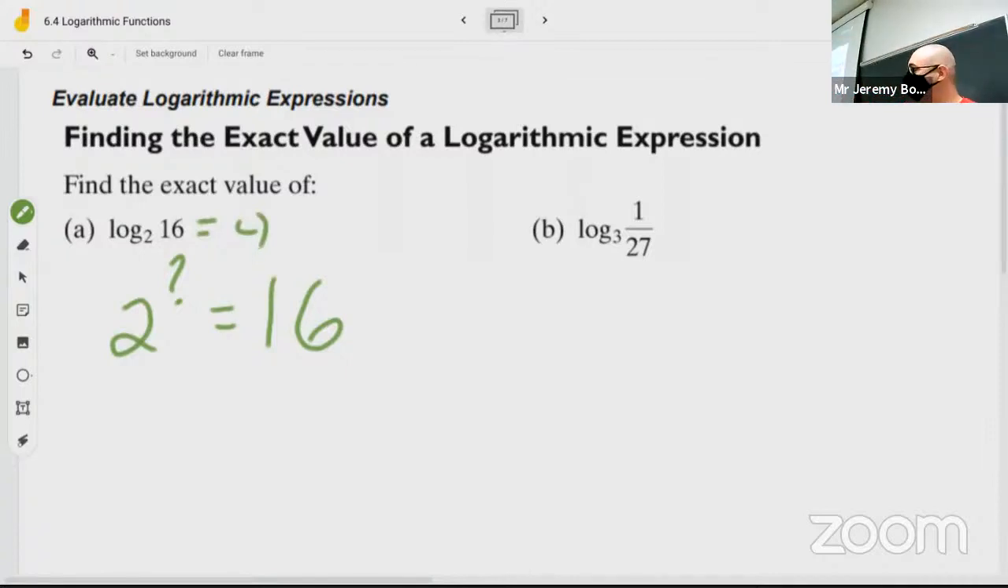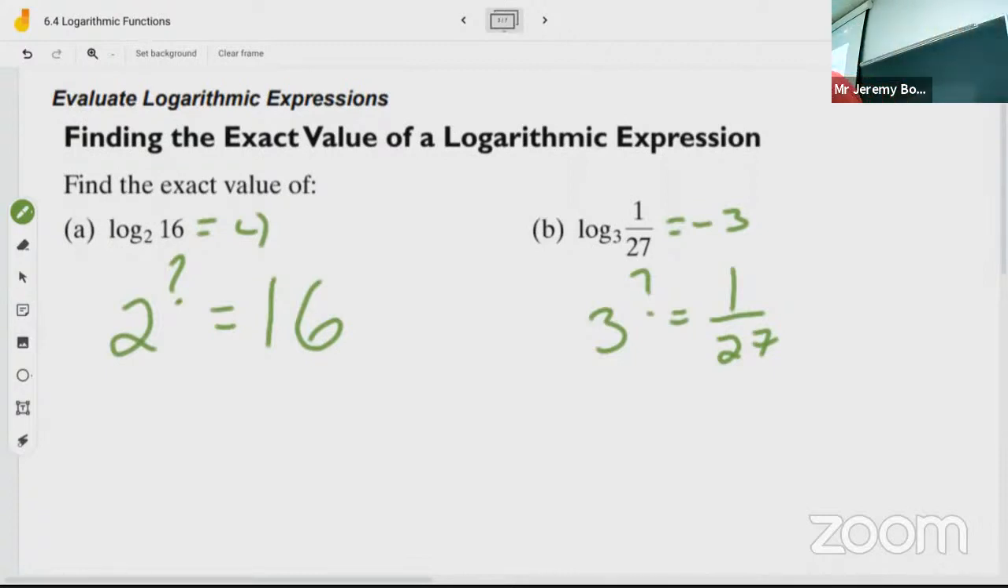Now, if you want to make it into an exponential equation, you can. That's totally fine. That's how I used to teach, but it feels more complicated. Any questions on that? We kind of did this one already. If you have log base 3 of 1 over 27, what power do I need to raise 3 to get 1 over 27? Negative 3. Yep. Any questions on those?